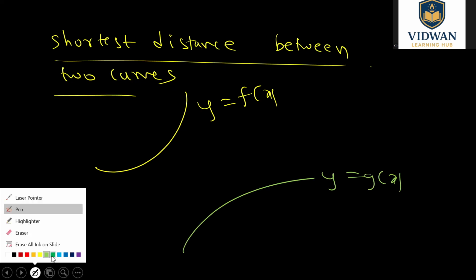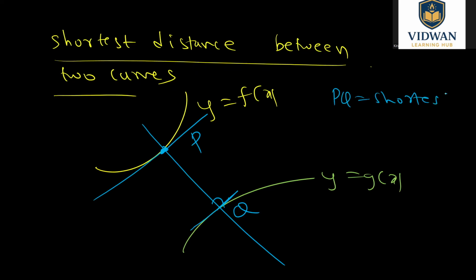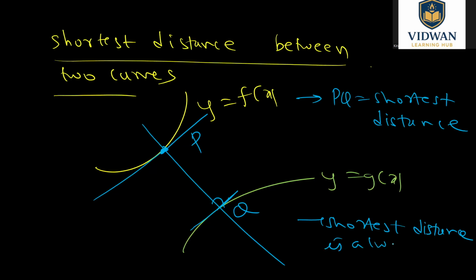Usually the shortest distance between two curves is always along a common normal. So if I take a point P here and draw a tangent, then along this you draw a normal to the first curve. Wherever it meets the second curve, you again draw a tangent to the second curve. So PQ is a common normal and that is the shortest distance. So the shortest distance is always along the common normal.